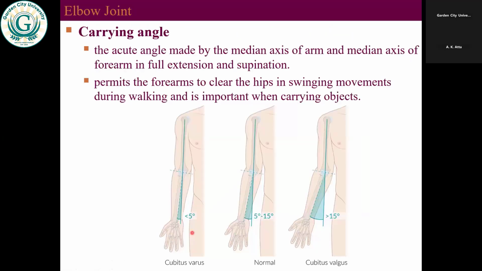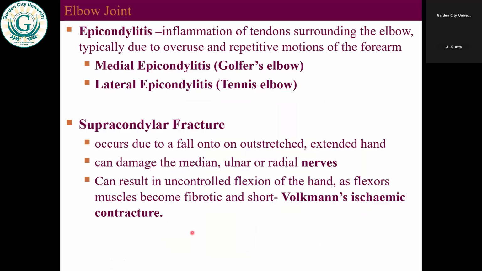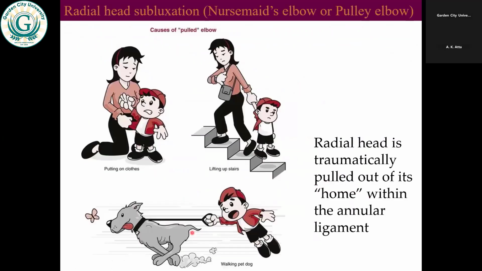Then this one is called the carrying angle. When some people are walking, you see the way their forearm will be closer to the body. A condylar fracture will affect this. Then this one is when you pull it, like you are pulling it, the head of the radius will be pulled out from the annular ligament.